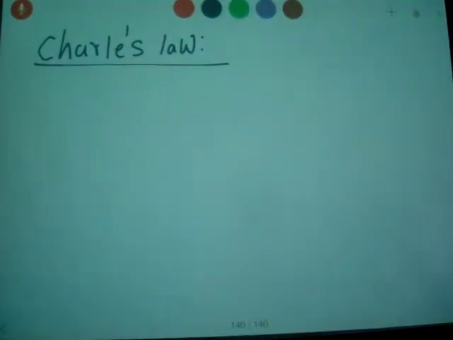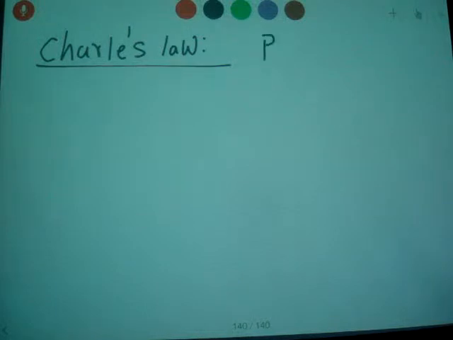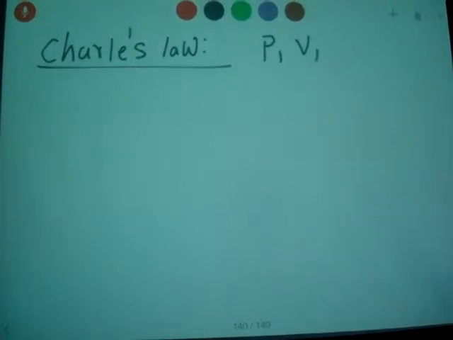So Robert Boyle defined the relationship between pressure and volume. Now Charles defined the relationship between volume and temperature. So remember the 4 variables that affect a gas: pressure, volume, temperature, and number of moles of gas. Charles decided to find the relationship between volume and temperature.